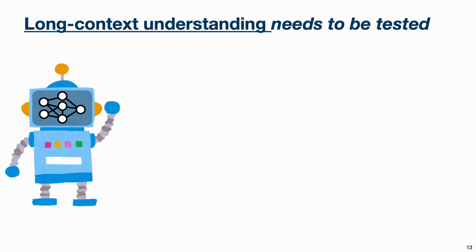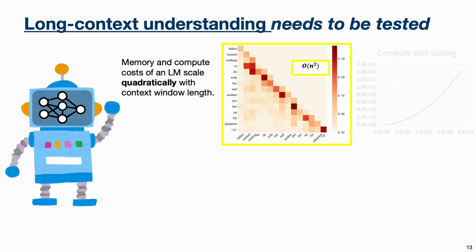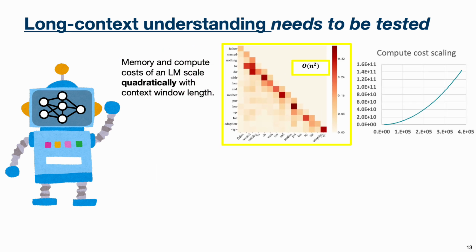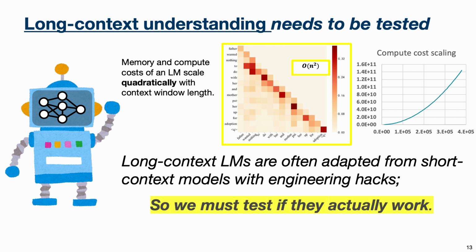However, long context understanding needs to actually be tested. We can't just assume it's going to work as these context windows get larger. The reason is that the attention mechanism scales quadratically with the length of the sequence input, and consequently, it's pretty much impossible to train a million token context window using dense attention the way that we train smaller transformer models. So we usually adapt these long context LMs using different kinds of engineering hacks, and we need to actually test that they work.